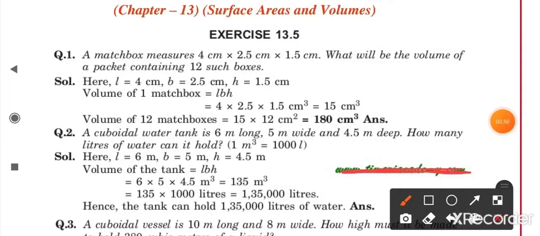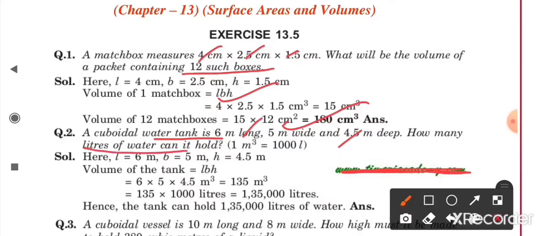In question number 1 you can see that you are given L, B and H of a cuboidal matchbox and you have to find out how much volume is contained by 12 boxes. The volume of one box is L into B into H, and you will multiply it by 12, you will get the answer. In the next question, in a cuboidal water tank, length is given, width is given, height is given.